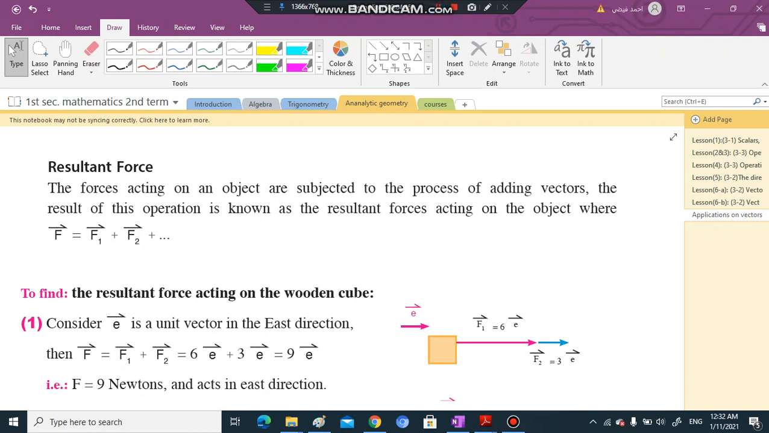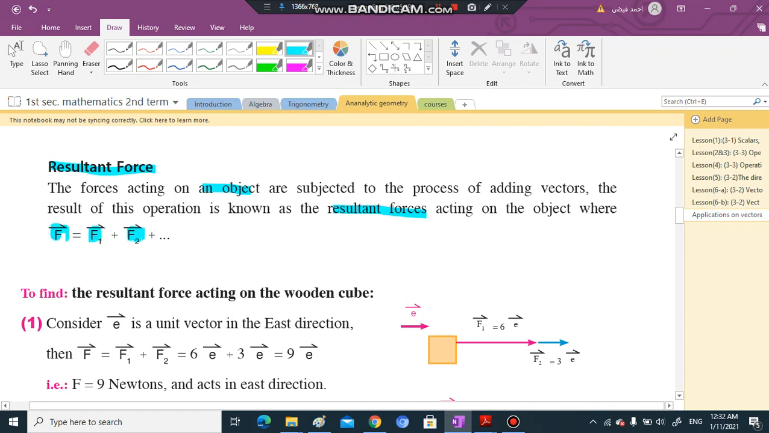So we have here a new definition, resultant force. The forces acting on an object are subjected to the process of adding vectors. The result of this operation is known as the resultant force acting on the object, where F equal F1 plus F2 and so on.